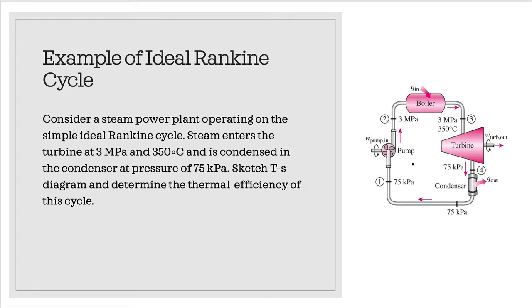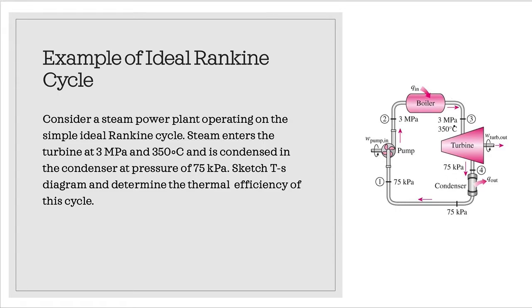If we look at this cycle, we have a pump, boiler, turbine, as well as a condenser. The liquid that enters the pump is at 75 kilopascal, and the liquid is compressed, which causes the pressure to increase to 3 megapascal, as well as the temperature. With high temperature and high pressure, the liquid enters the boiler and is heated up by the boiler. So there will be Q in here, and the process is at constant pressure.